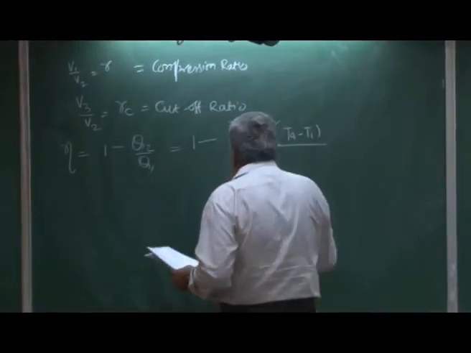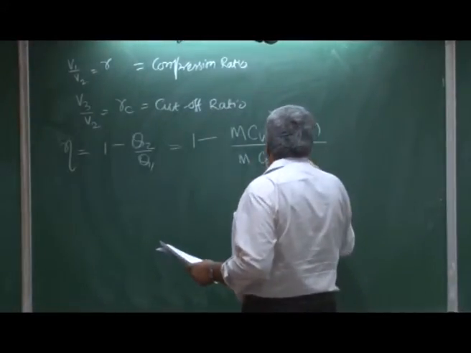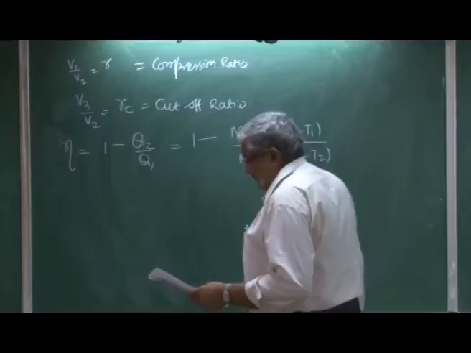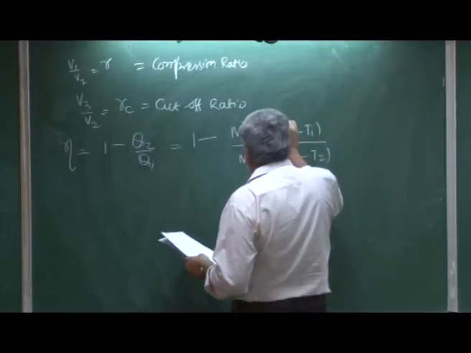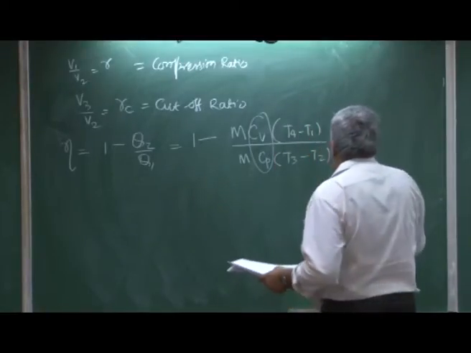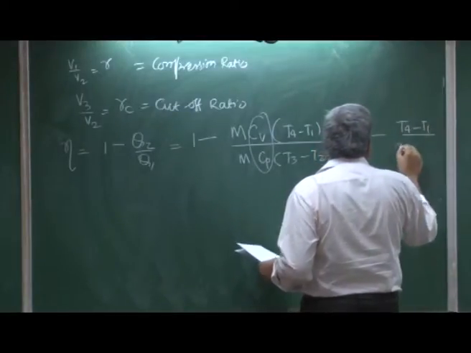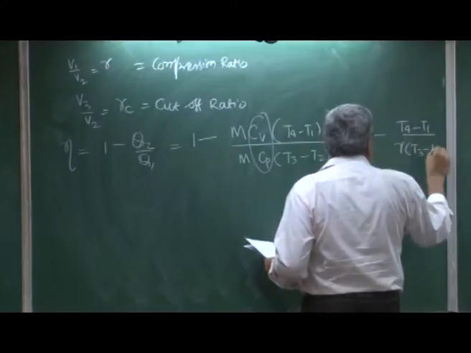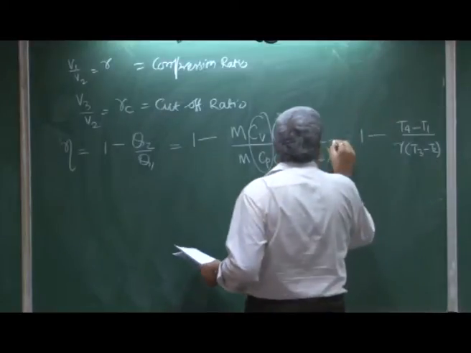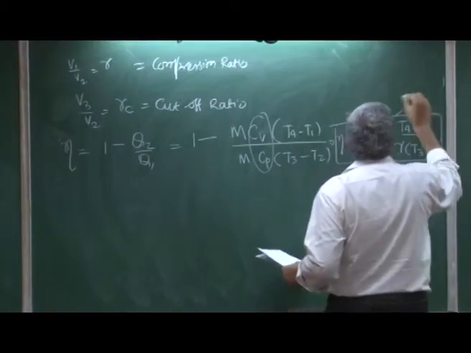And what is Q1? Q1 will be m Cp (T3 minus T2). Why Cp? Because the heat is being added in a constant pressure process. And Cv upon Cp is 1 by gamma, since Cp upon Cv is gamma. So you can write this as 1 minus (T4 minus T1) upon gamma (T3 minus T2). This is the expression for efficiency, and I write this as equation number 1.